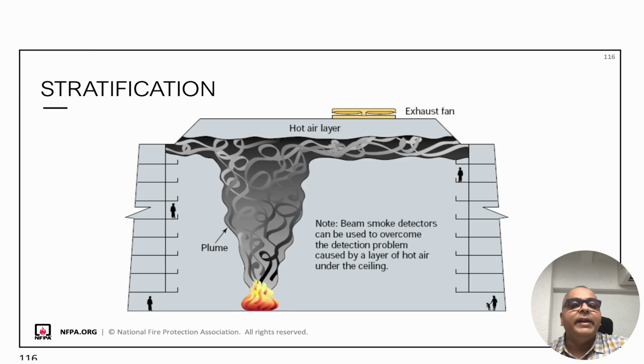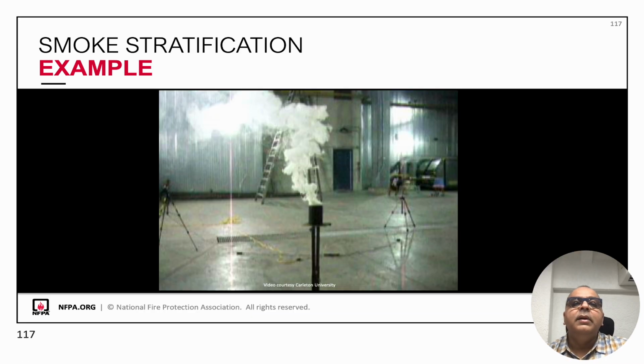To overcome this, we can use beam detectors, we can consider smoke management or ventilation design, and evaluate ceiling height and expected fire behavior during the system design. The experiment is taking place in a large, tall, industrial type building. Smoke is being released from a controlled smoke source, likely a test generator. Instead of continuing upward indefinitely, the smoke rises initially, then levels off and spreads horizontally, forming a visible smoke layer below the ceiling.